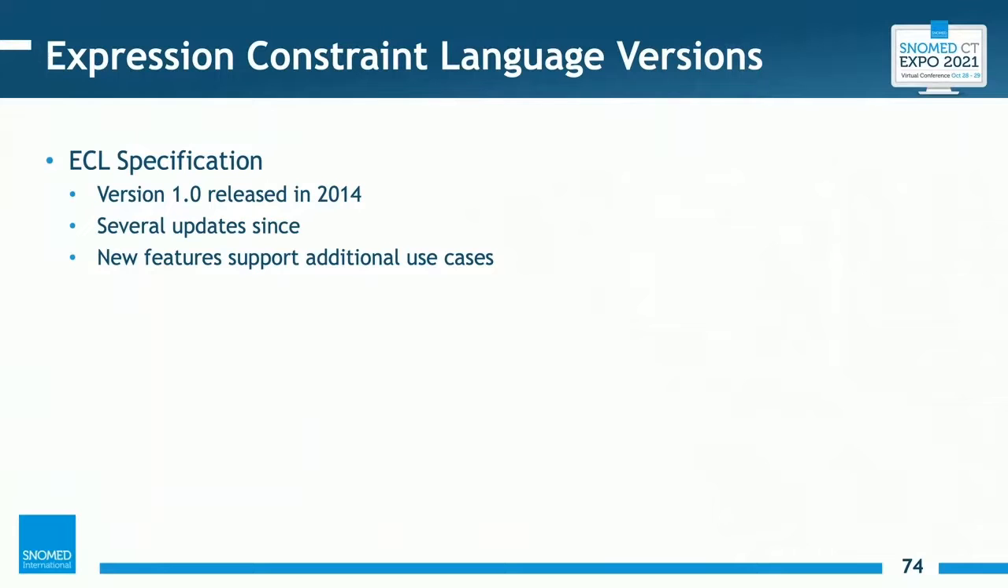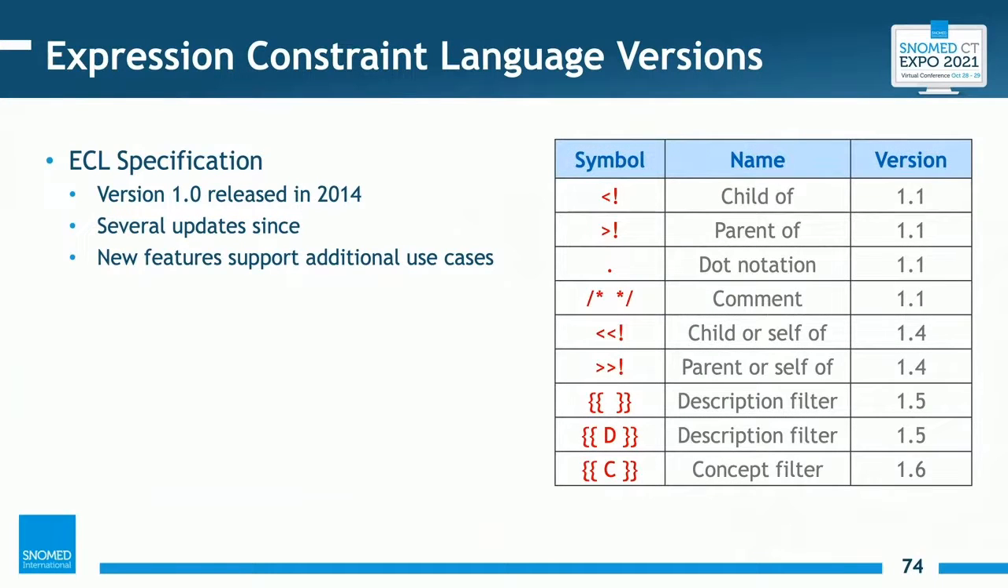The table on the right of this slide highlights some of the features added to subsequent versions of the expression constraint language. For example, the ability to identify child or self of and parent or self of was added in version 1.4. By adding new features to the expression constraint language, we are able to support additional use cases which arise when new requirements for querying specific parts of SNOMED CT are identified. It is reasonable to expect additional changes going forward, but in general, changes are made in a manner which ensures backwards compatibility.